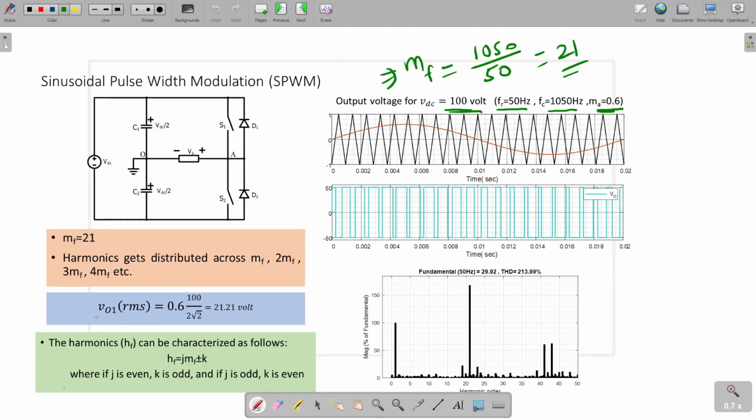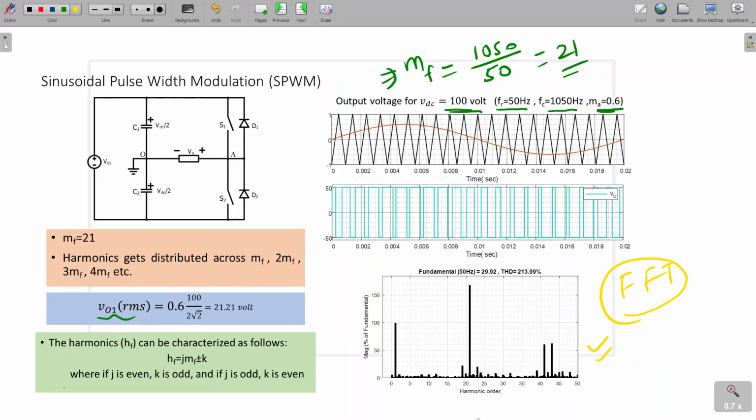If you see the RMS value, I have calculated this one from MATLAB. If you plot in MATLAB, there is an FFT window where we can apply the fast Fourier transform. We can draw this kind of spectrum, a harmonic spectrum. The x-axis here is harmonic order, meaning 0th harmonic, 5th harmonic, 10th harmonic.